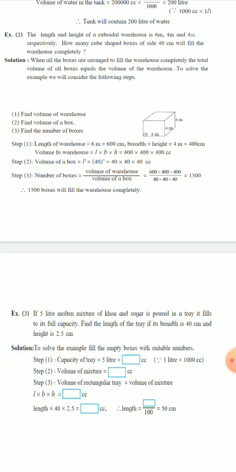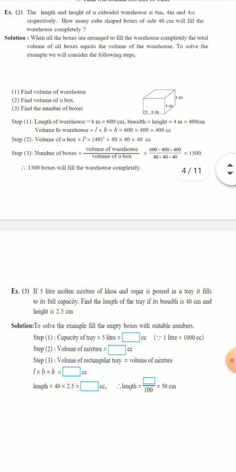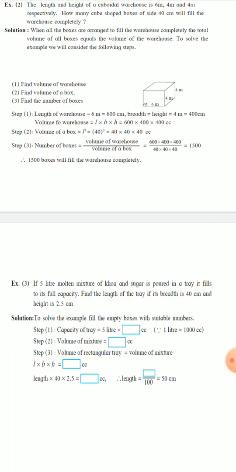Again, if we observe, we will come to know this is all about calculation of volume of a cube and cuboid. Okay, so next problem: if 5 liters of molten mixture of cocoa and sugar is poured in a tray, it fills to its full capacity. Find the length of the tray if its breadth is 40 centimeters and height is 2.5 centimeters.